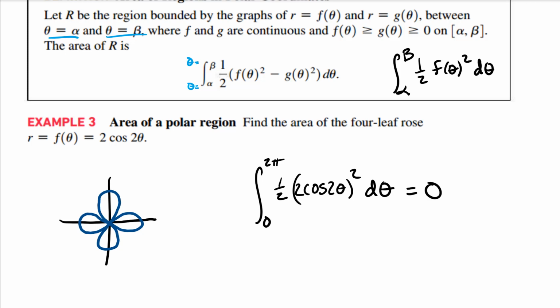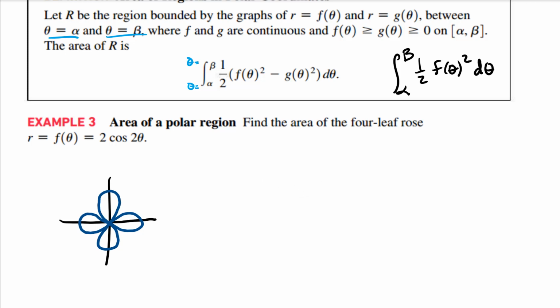So we need to use symmetry. We need to use symmetry about this. I'm thinking the simplest way is to find the area of just one little piece of it. One little piece.